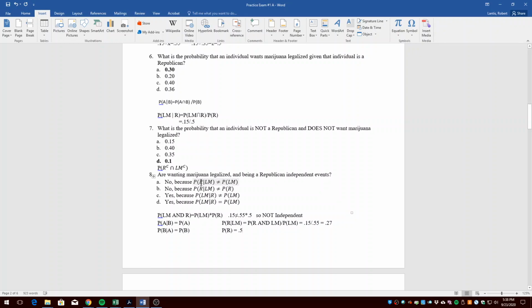You want to make sure that whatever's on the left-hand side here, that's what you're looking for the probability of. So like here, this doesn't make any sense. I'm saying, is the conditional probability of R not equal to the unconditional probability of LM? No, I want to be comparing the same events there. And that's why the answer there should be B. Okay?